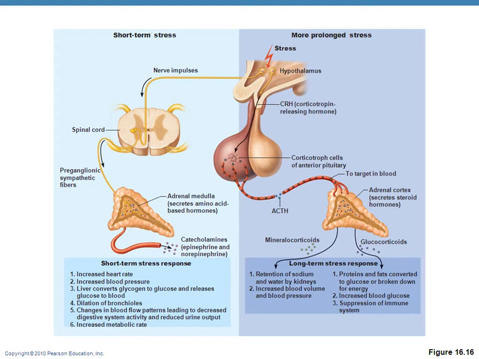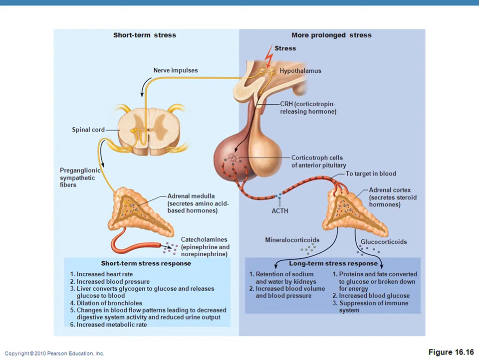If you have stress over a long period of time, not only are we releasing the catecholamines, the epinephrine and the norepinephrine, we're also releasing the mineralocorticoids and the glucocorticoids to help with the long-term conversion of fats into glucose, or the long-term retention of water to increase your blood volume and increase your blood flow.